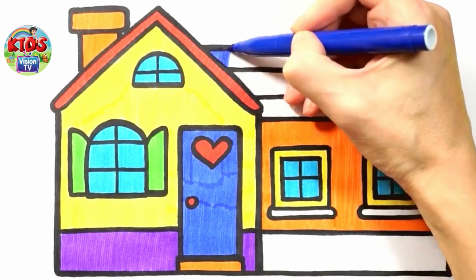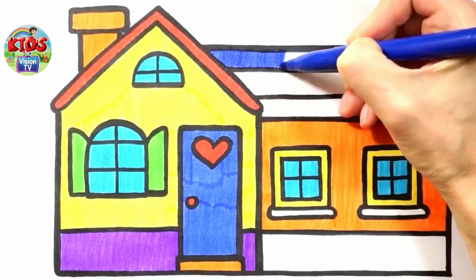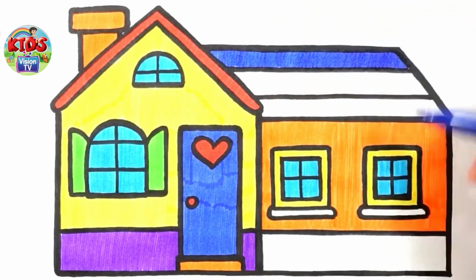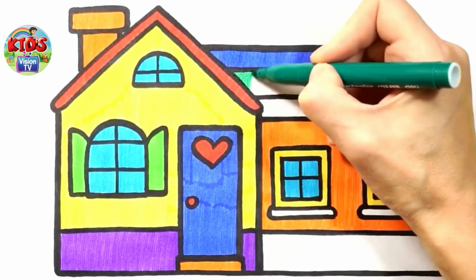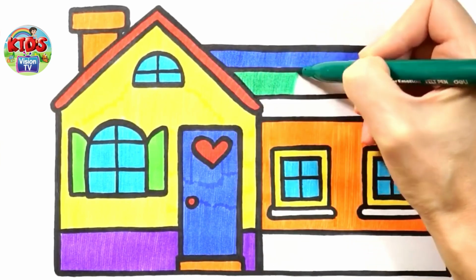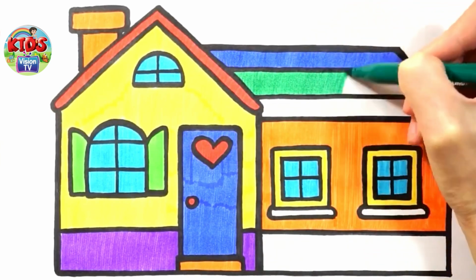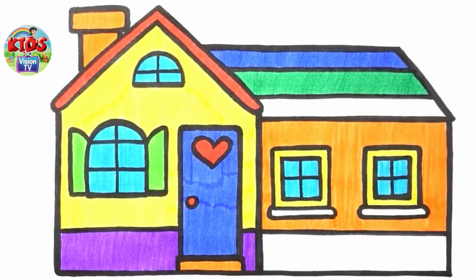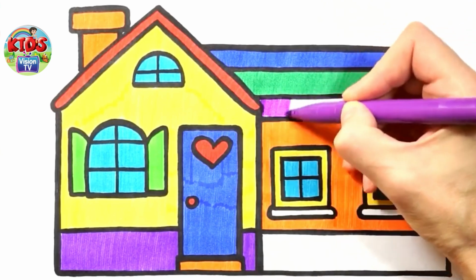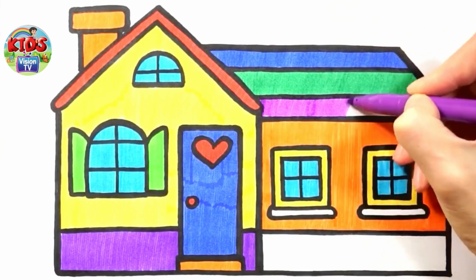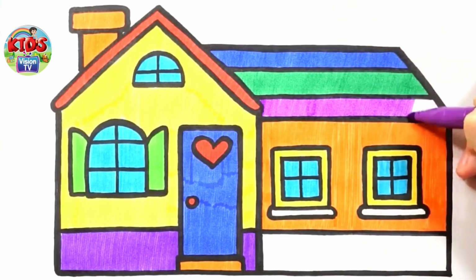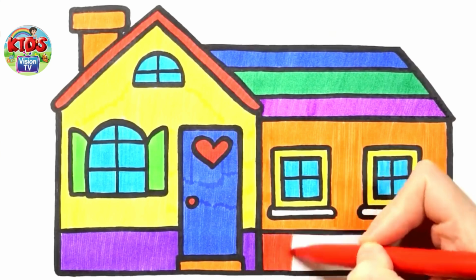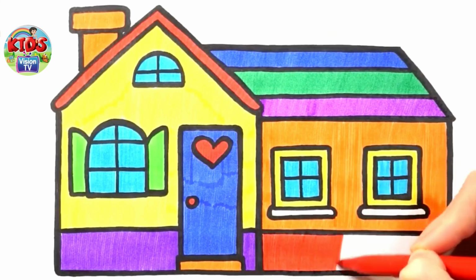I am coloring a colorful roof, dark blue color. Dark green color in a second layer. Dark purple color in a third layer. Red color in the down of the house.